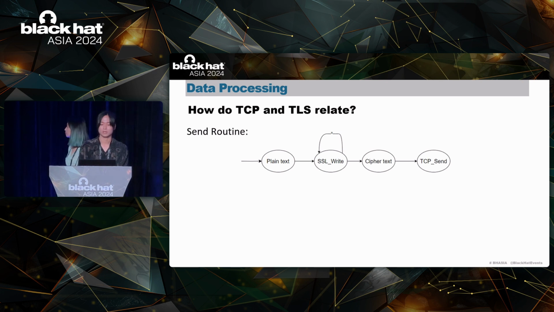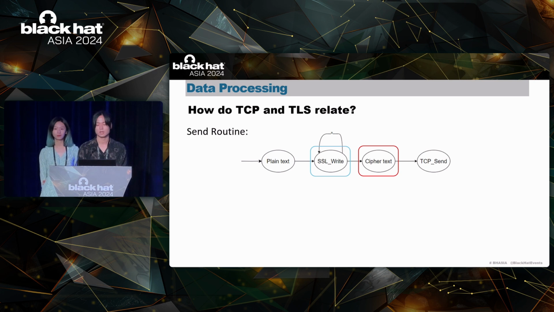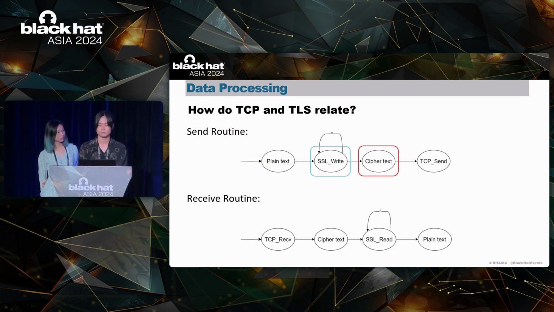So, in a single TCP and TLS connection, imagine that I'm the client and I want to send something to the server by TLS. Then what happens in this process? Firstly, I need to prepare the plain text, and then input it into SSL write. After completing at least one block encryption, I will obtain the ciphertext. Finally, I will invoke TCP send to send the cipher to the server.